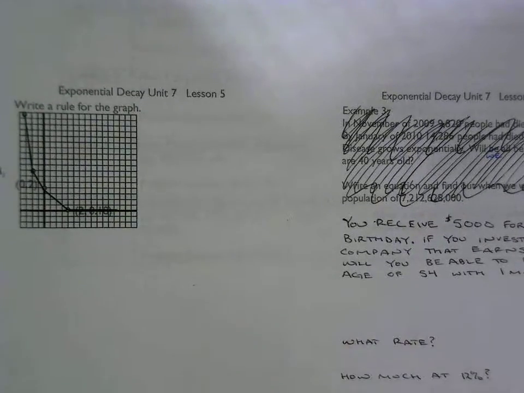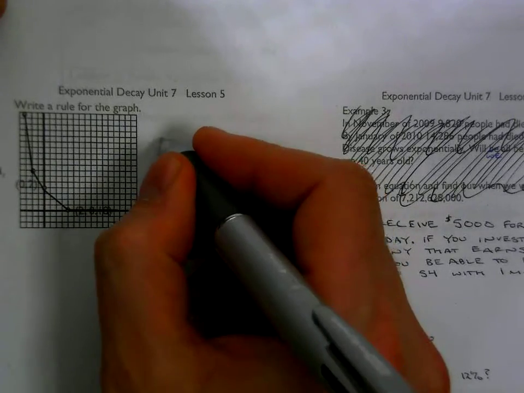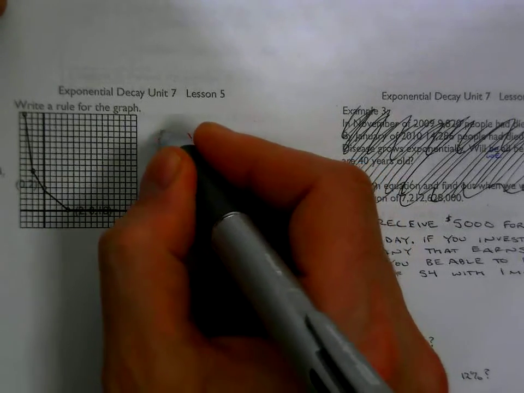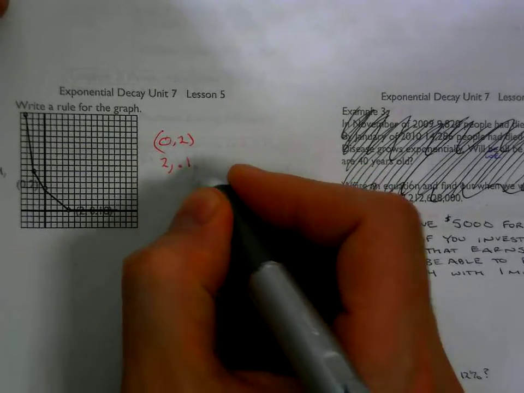One of the other I can statements is writing a rule for an exponential function. So here, again, I have exponential decay. I've been given 2 coordinates. I have (0, 2), and then I also have (2, 0.10).